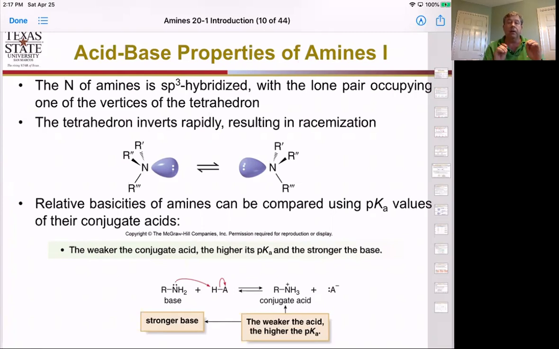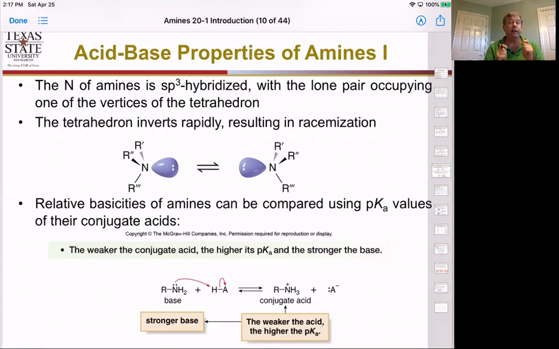Okay, now let's talk about the relative basicities of amines. Okay, when we talk about basicity, instead of trying to use a pKb value or the log of the base equilibrium constant, what we would like to do is actually use the comparative value of the pKa of the conjugate acid. And by doing that, we can actually think about the basicity of the material. So basically, the higher the pKa of the material, that means it's a weaker and weaker acid, okay?